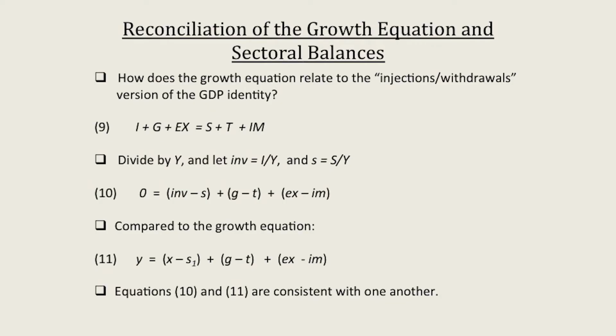I think it is useful to reconcile that Keynesian growth equation and the typical sectoral balances equation. What the growth equation says is that if the total autonomous spending of GDP is greater than the marginal propensity to save, that will lead to growth. In short, equations 10 and 11 are consistent with one another.